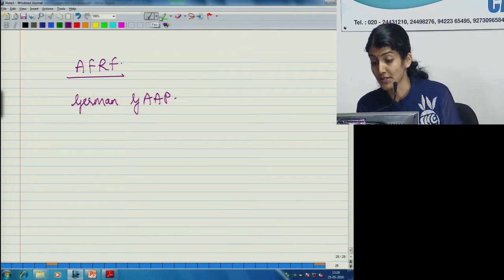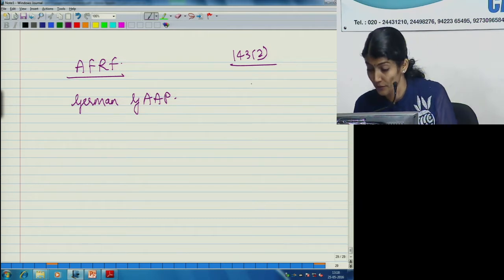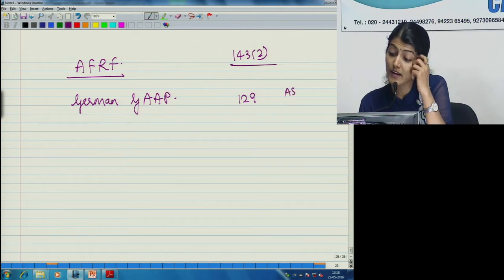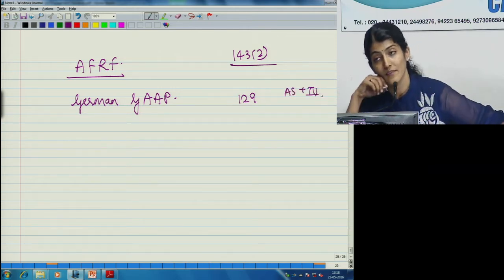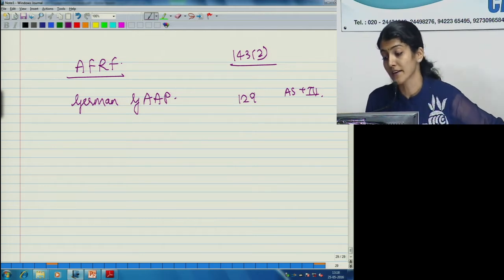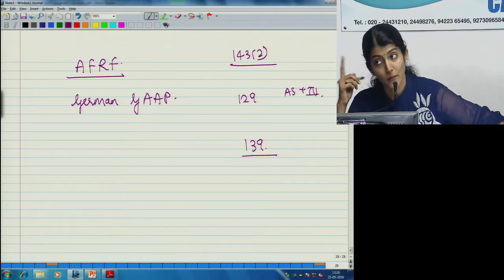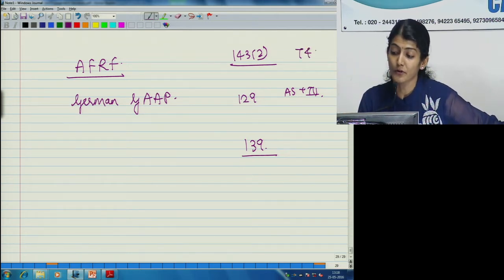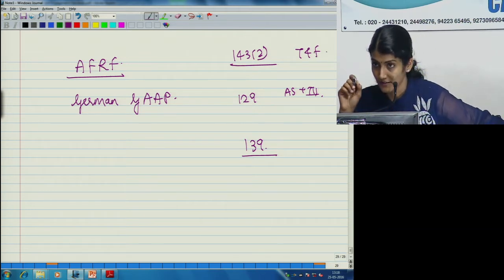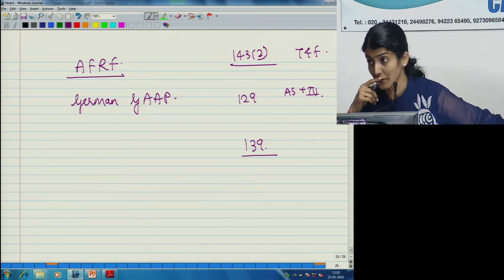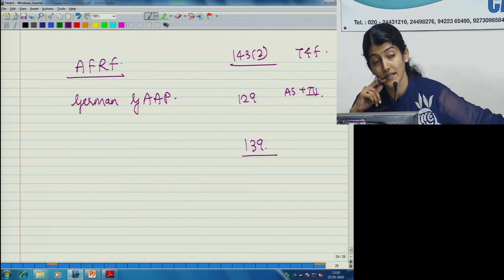Now you remember, your teacher has told you 143(2), duty of company auditor to report on true and fair view. 129, financial statements will give true and fair view if they are in compliance with accounting standards in Schedule 3. You have been appointed as an auditor of the company under section 139, appointment of company auditor. Under 143, your duty has been given to report on true and fair view. 129 says true and fair if they are in compliance with accounting standards, Schedule 3.